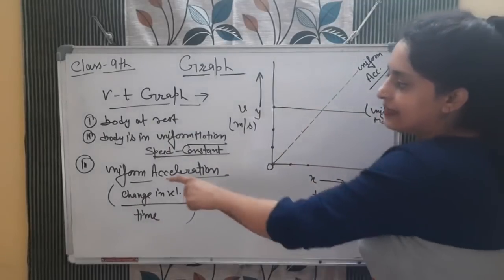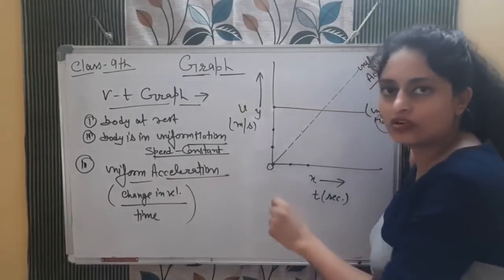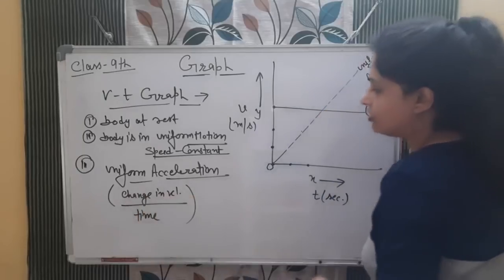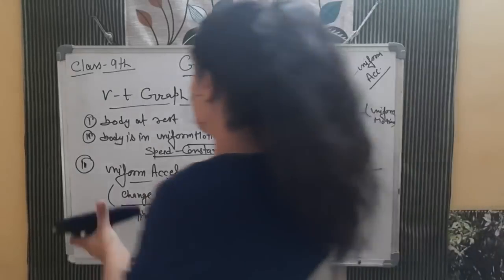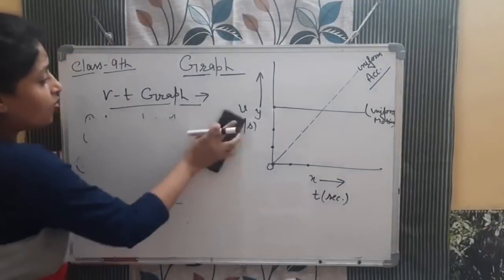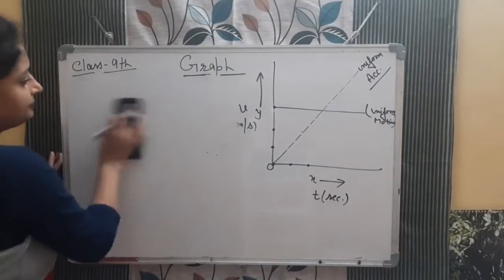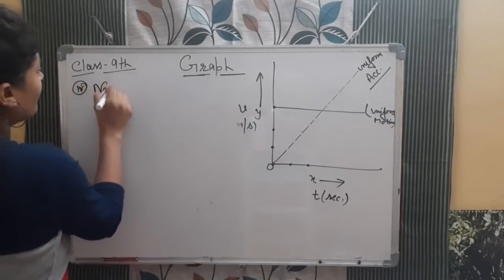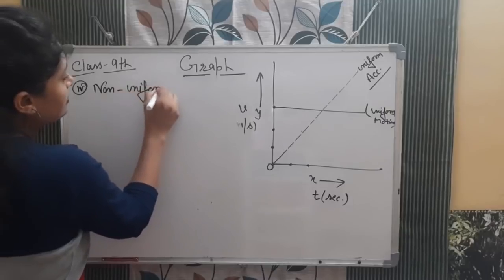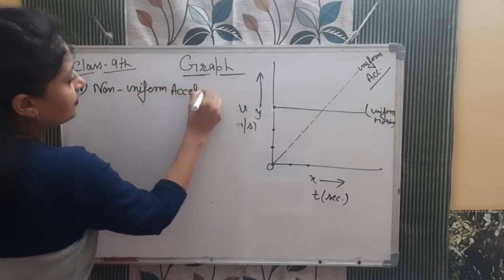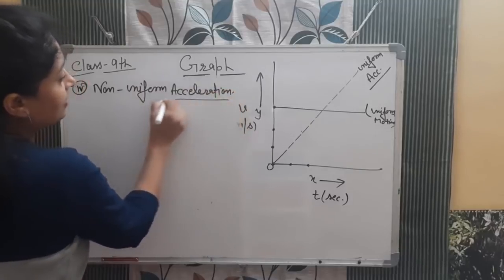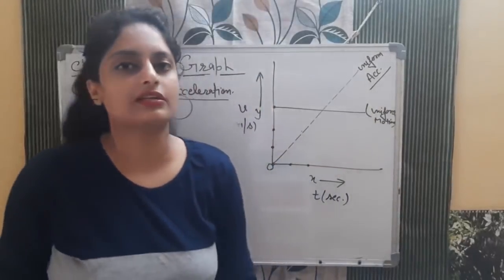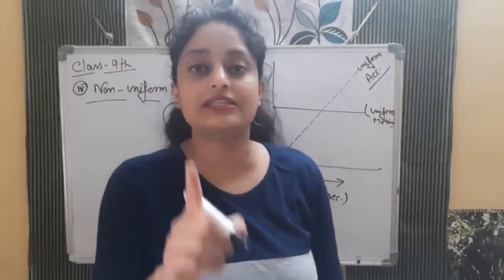Now the third case, uniform acceleration. What is acceleration? Change in velocity by time. So if in equal intervals of time the change in velocity is also equal, the graph will be like this. Now the fourth and important part: if I say non-uniform acceleration, then what will happen? Now there will be two parts here, beta. Last time, in the distance-time graph, when I talked about non-uniform motion, distance can never be negative, but velocity can be negative, because velocity is a vector quantity.